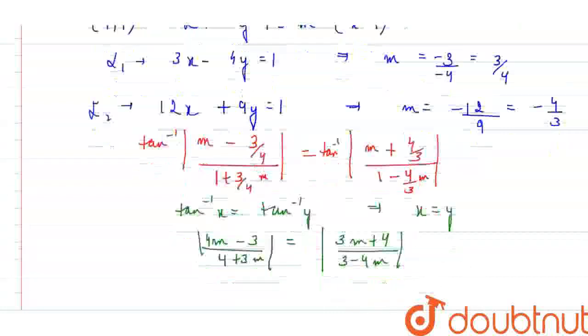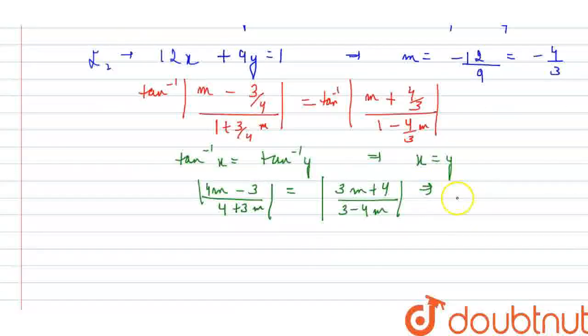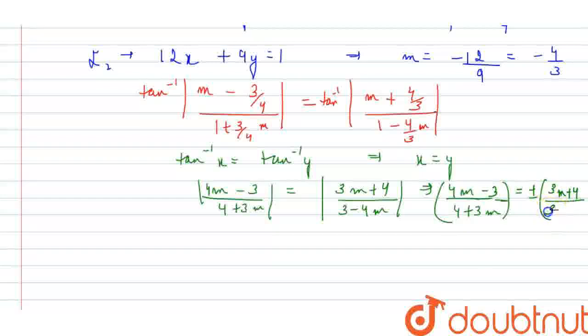Now if I open the mod, what will I get? I'll get two values. Okay, this is not 4m plus 3, this is 4m minus 3. So (4m minus 3) upon (4 plus 3m) is equal to plus minus of (3m plus 4) upon (3 minus 4m). Now there'll be two cases. Firstly, I'm taking the positive value. So case number 1, taking the positive sign.